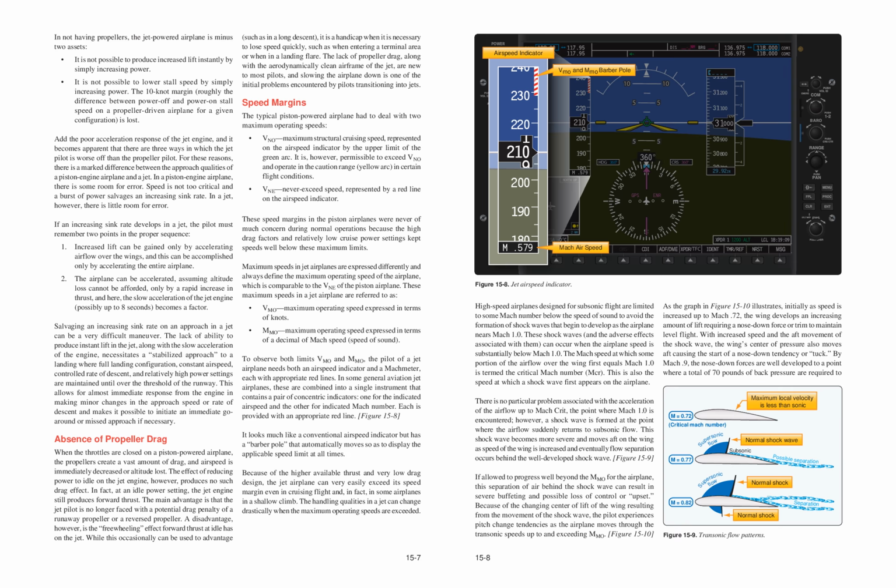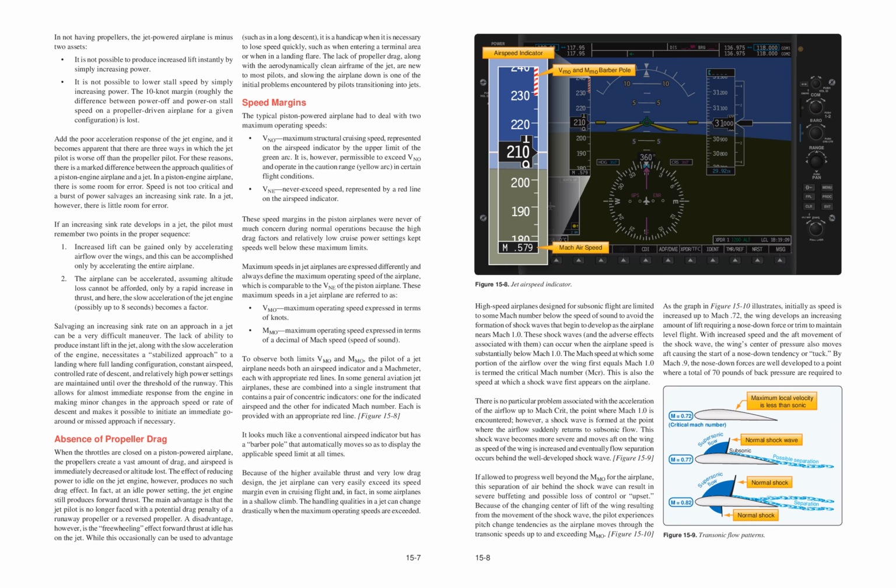For these reasons, there is a marked difference between the approach qualities of a piston engine airplane and a jet. In a piston engine airplane, there is some room for error. Speed is not too critical and a burst of power salvages an increasing sink rate. In a jet, however, there is little room for error.